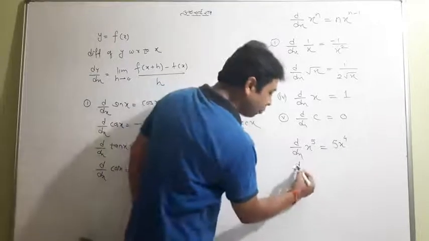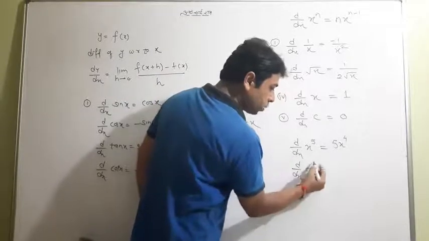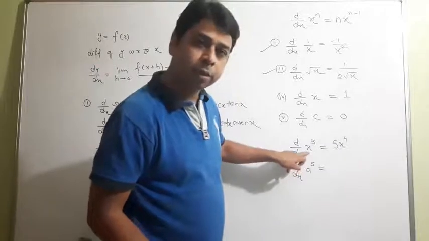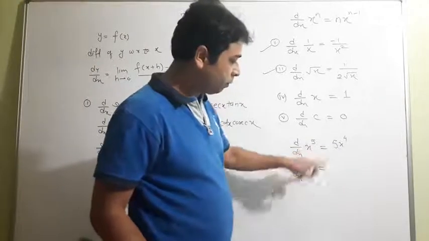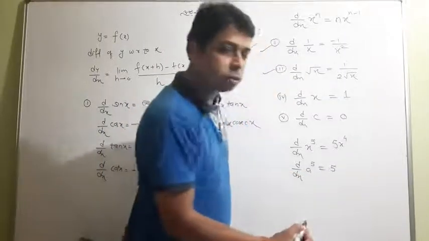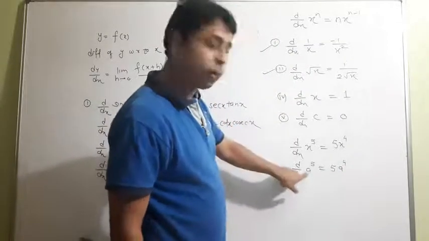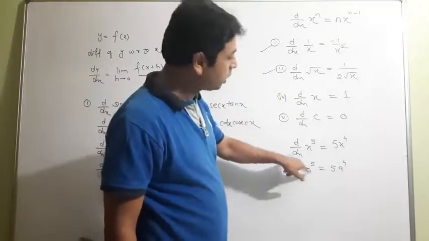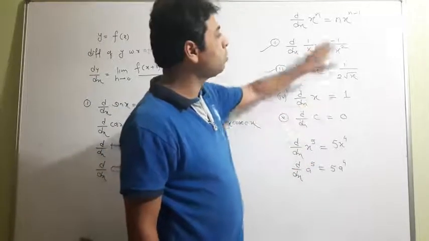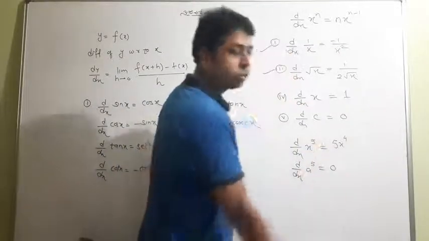But instead, if I write d by dx of a to the power 5, the student speaks because he or she knows this formula. The same formula comes to mind and he or she applies it here and writes 5a to the power 4. But they must know that it is not a variable, it is a constant value. Even though it looks like that, here it was x so that we used this formula, but a is completely constant, so it will be just 0.